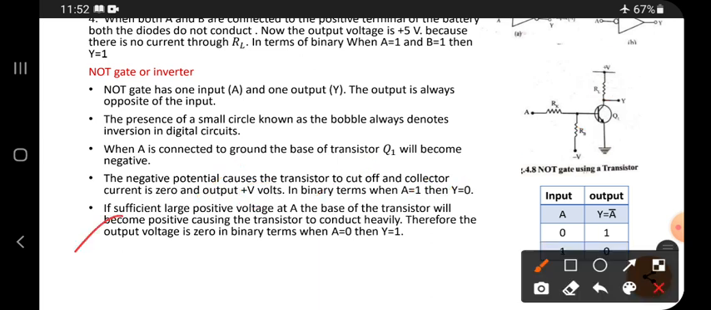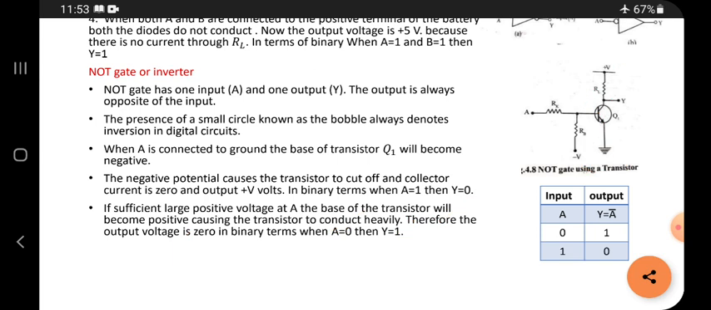Next, when a sufficiently large positive voltage is applied at A, the base of the transistor will become positive, causing the transistor to conduct heavily. When the transistor conducts, whatever voltage is present here flows and reaches the ground. Therefore the output voltage becomes 0. Then no voltage appears across the output, meaning across RL. In binary terms, when A is equal to 0, then Y is equal to 1.